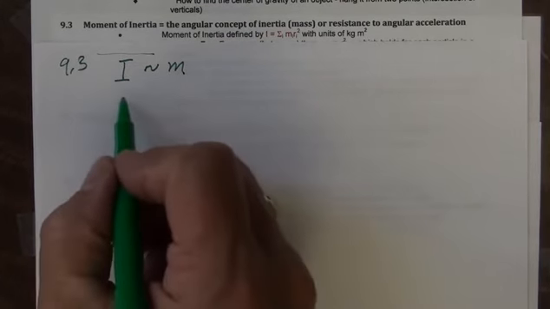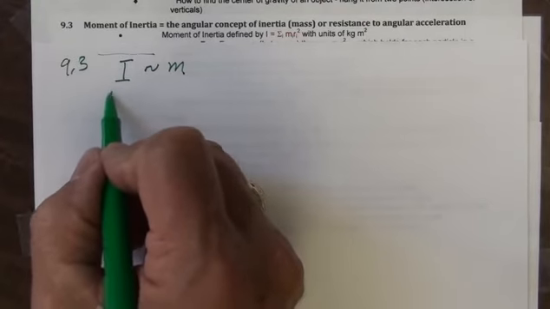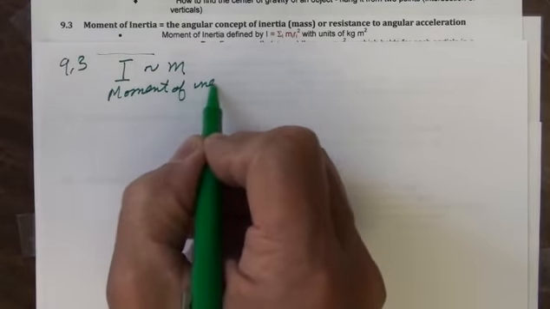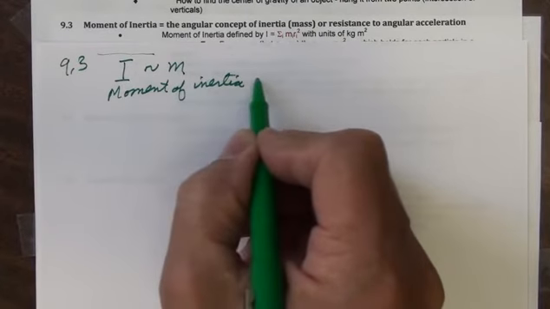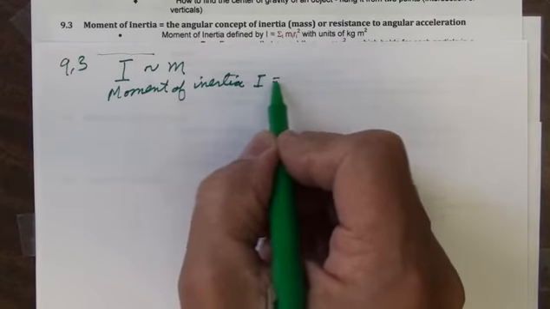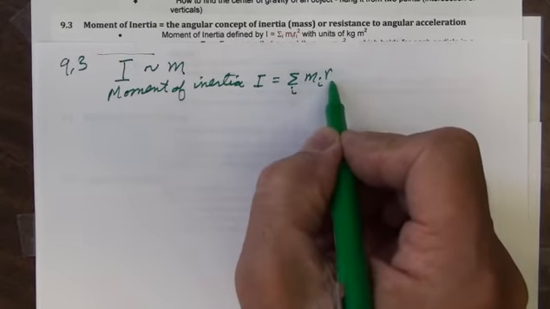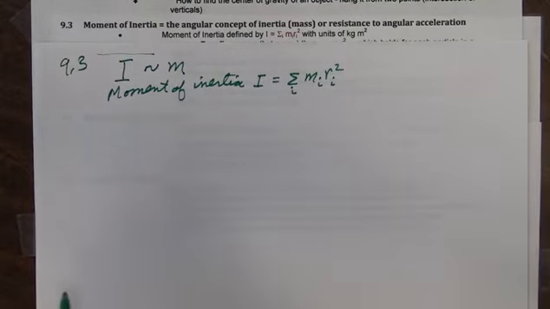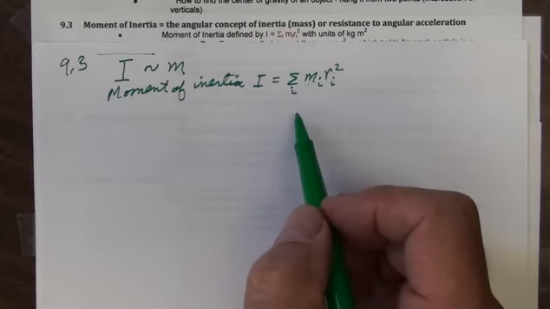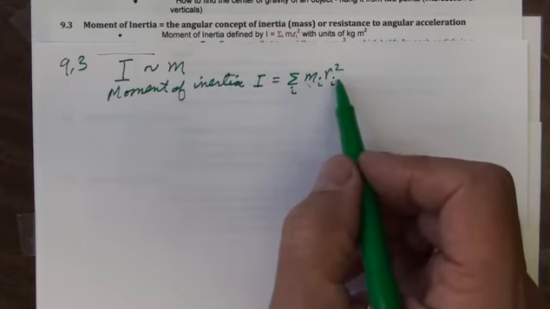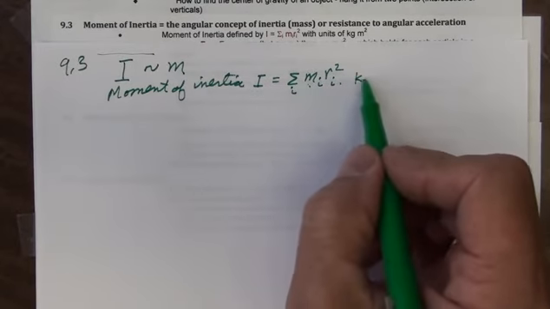We're going to define moment of inertia, capital I, as the sum over i of all the masses times the square of the distance of that mass from the center. Units are going to be kilograms times meter squared.